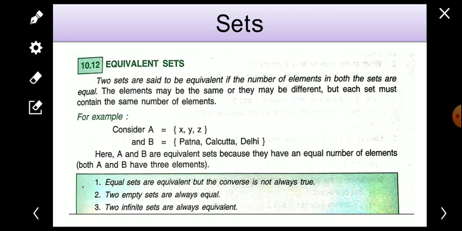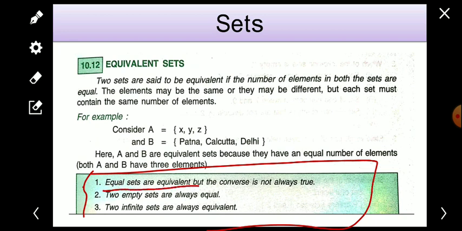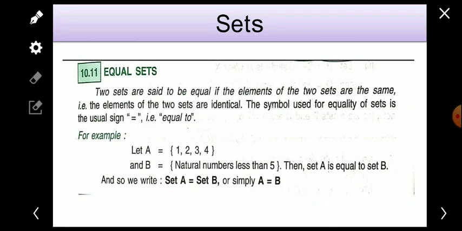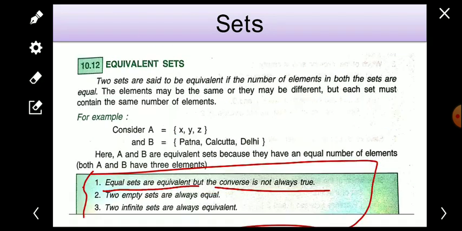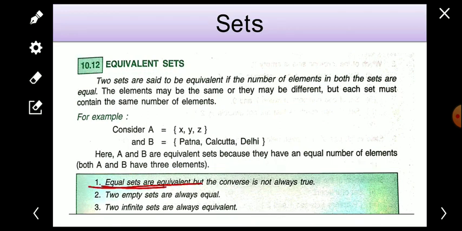Some important points are there, so we'll read them. Equal sets are equivalent, but the converse is not always true. Just now we have read that two sets are said to be equal if the elements of the two sets are the same. Obviously if the same elements are there, the number of elements will also be the same. If the number of elements is the same, it means they are equivalent sets also. So equal sets are equivalent also.